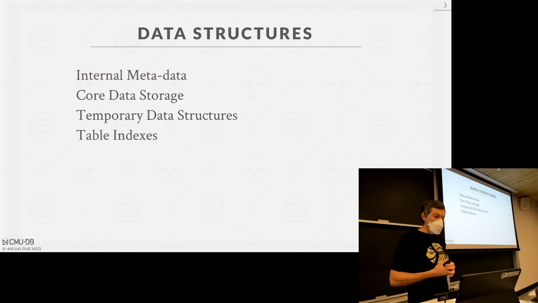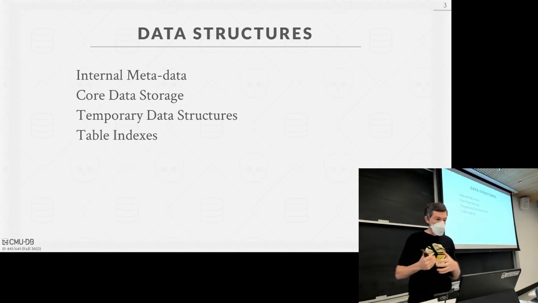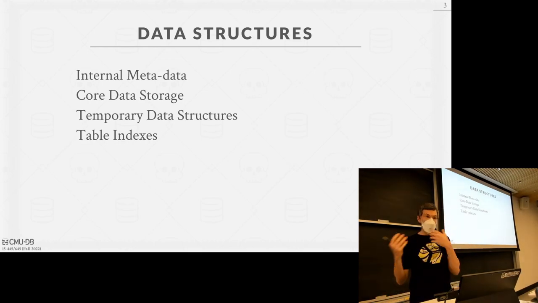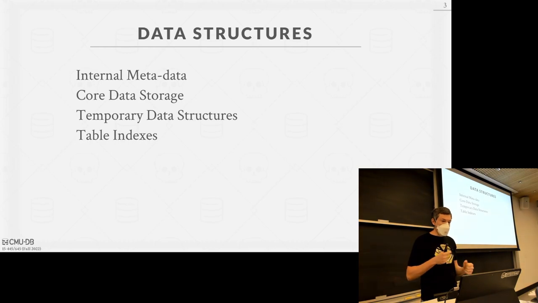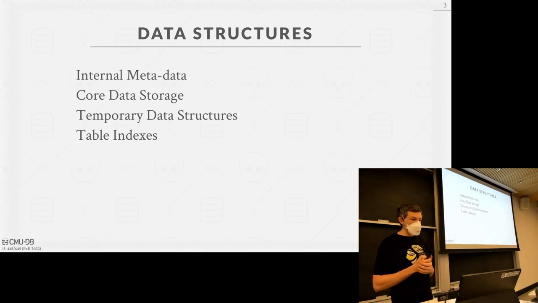All right, so last class we talked about hash tables, a data structure that provides, on average, O(1) access to items. But we talked about how we have to deal with collisions, because we can't have an infinitely sized hash table. We talked about how they can be used for internal metadata, like the page table and your buffer pool, as the core storage of the database system, and for temporary data structures. We'll see these when we do hash joins, and we talked a little bit about table indexes.